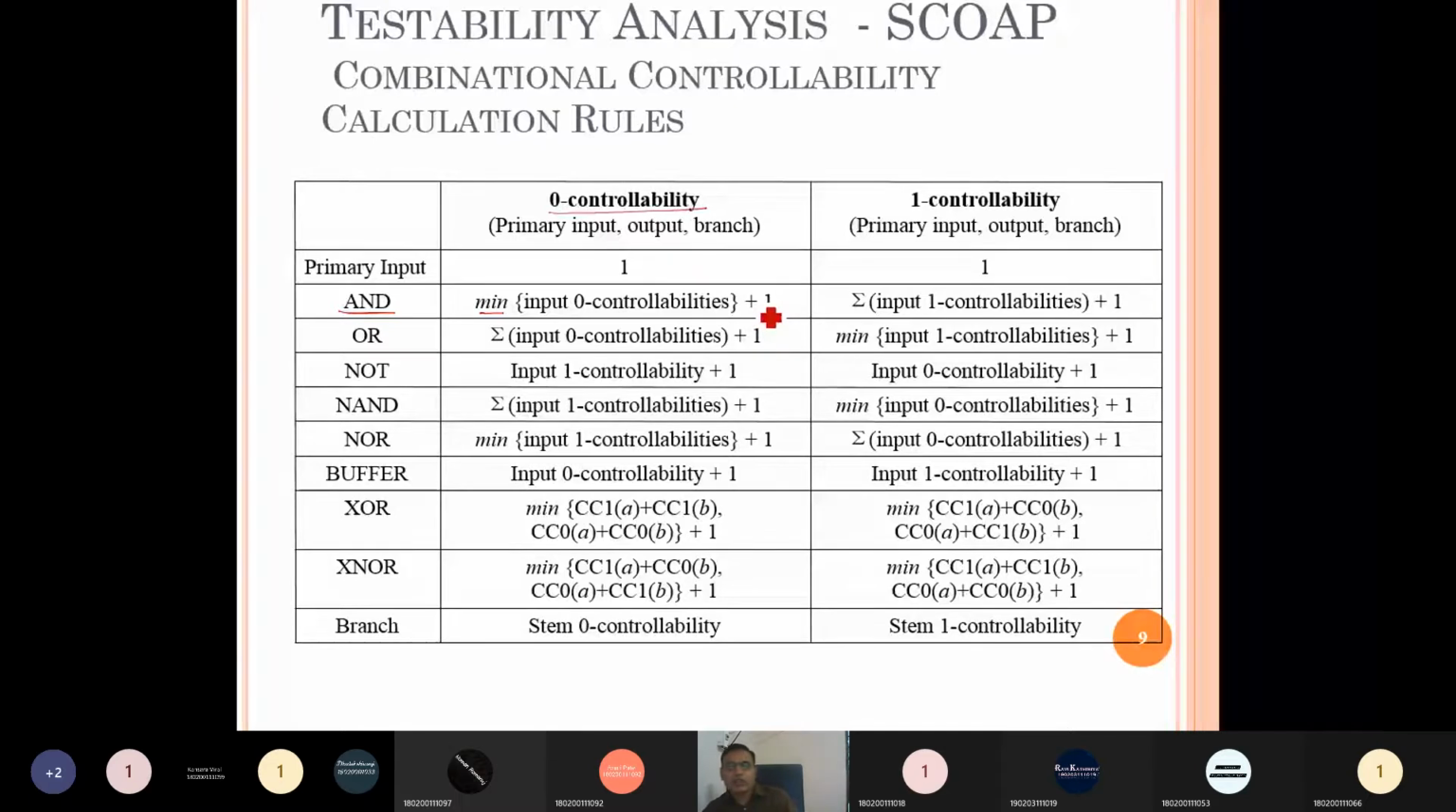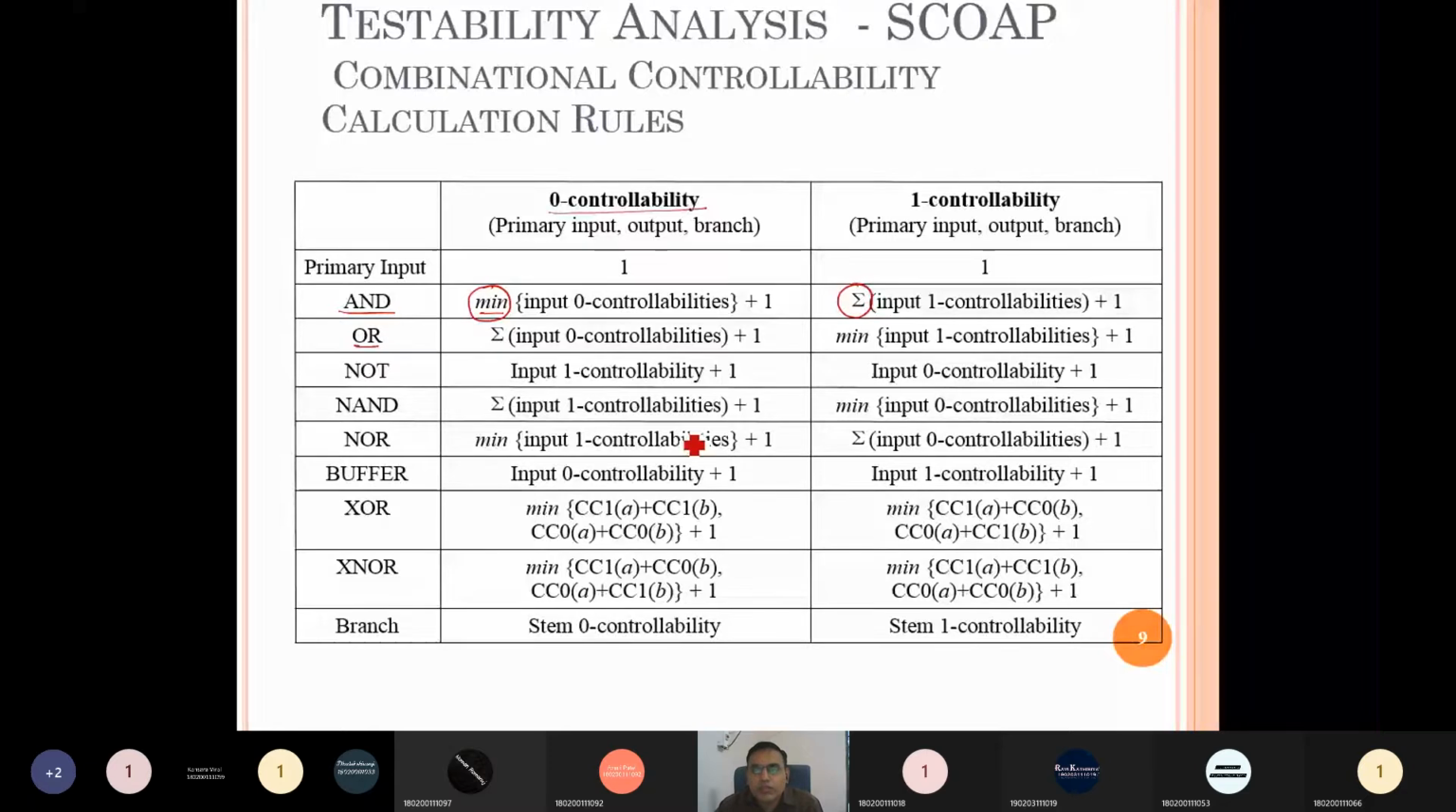Similarly, the one controllability of the AND gate is the summation of the input one controllabilities of all the inputs plus 1. That is the one controllability value of the AND gate. For the OR gate, it is the minimum zero controllability plus 1. Why is it so? Why here is it a minimum, and why here a summation?